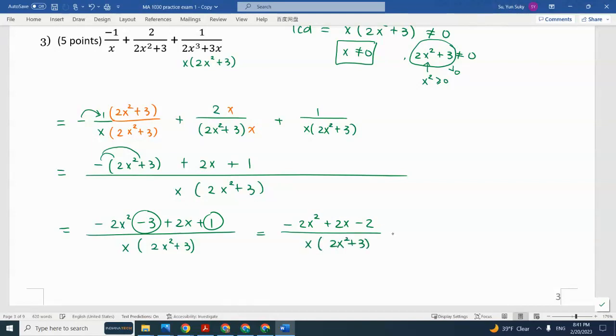And we're not done yet, because we need to check if we are able to factor it. You see the numerator, we have a common factor 2. Okay, and you see the leading coefficient is negative. So let's factor out negative 2. Then we get x squared, and then the middle term becomes minus, because we factor out the negative, we have to change the sign. And then minus 2 becomes plus 1.